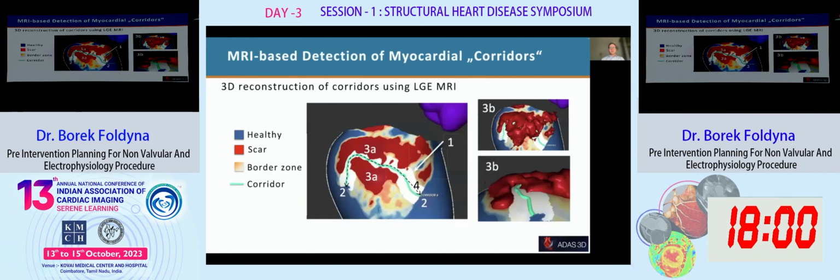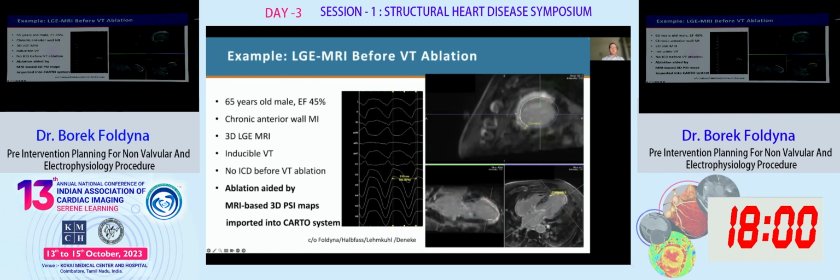So let's look at the software itself. Here, red is our dense scar, we have our healthy myocardial tissue, which is coded as blue, and we have this corridor here in the middle. Here is an example from the clinic where I used to work. This is a 65-year-old male. Ejection fraction is mildly reduced. He has a chronic anterior wall myocardial infarction.